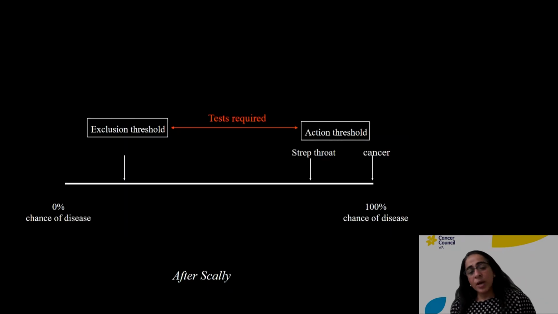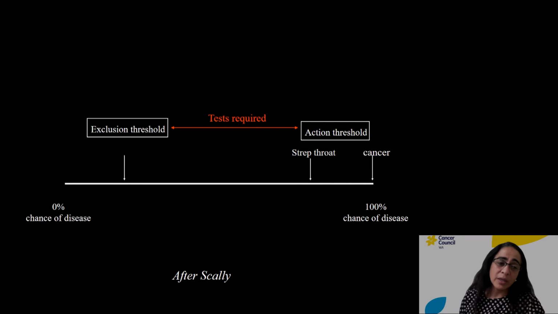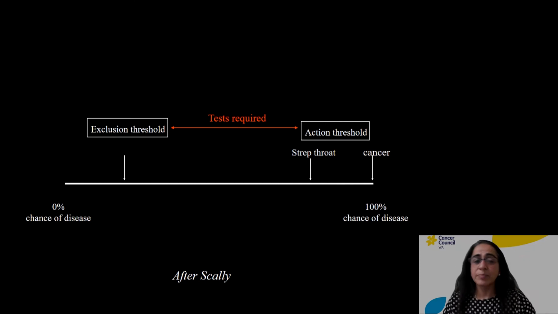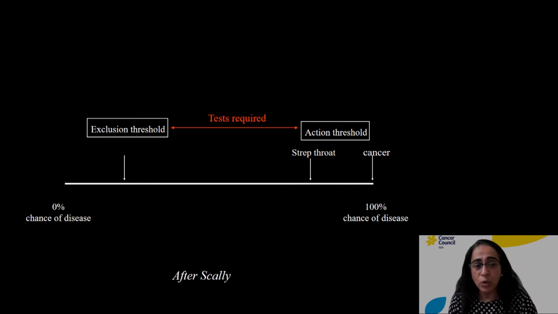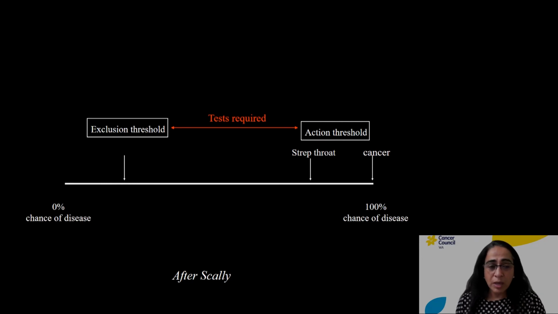This slide is from Peter Skelly's medical textbook titled Medical Imaging. What he's saying on this slide is that an imaging test, or any kind of test, helps us by either pushing the probability of disease above the action threshold or below the exclusion threshold. Above the action threshold, one would be instigating treatment. Below the exclusion threshold, one would be comfortable in excluding that disease.